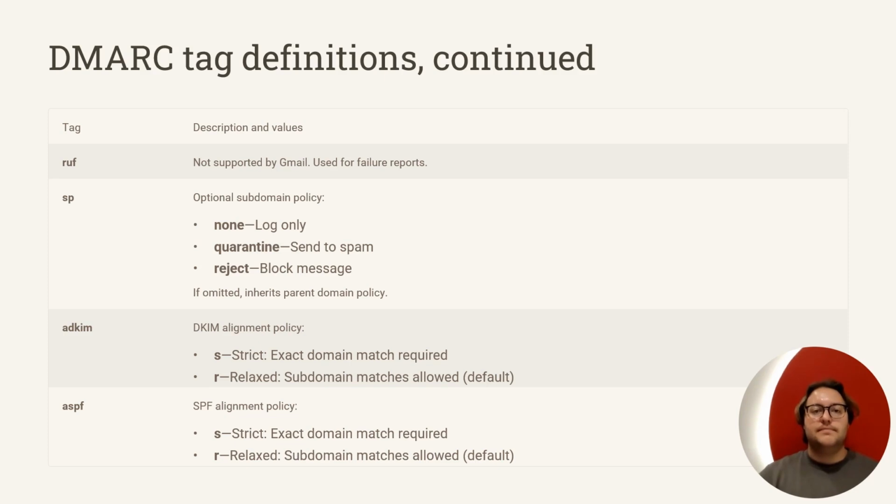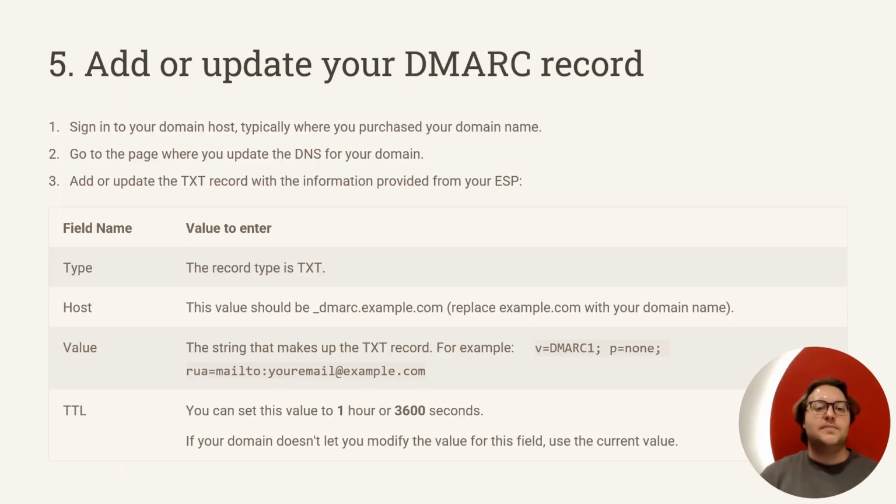To add or update your DMARC record, sign into your domain host, which is typically where you purchase your domain. Go to the page where you update the DNS for your domain, add or update the text record with the information provided from your email service provider. The record type will always be text, and the host should be _dmarc.yourdomain.com, replacing yourdomain.com with your actual domain name.